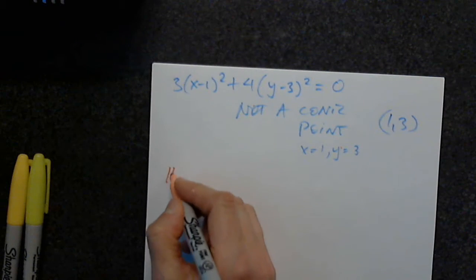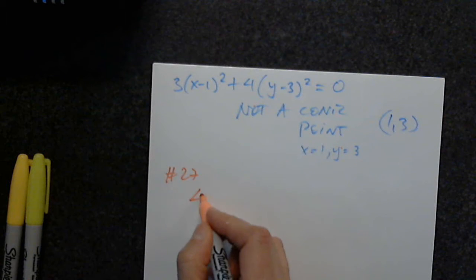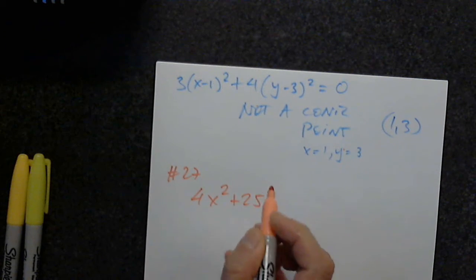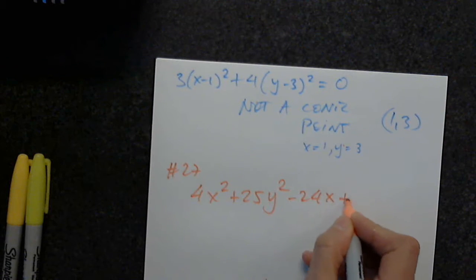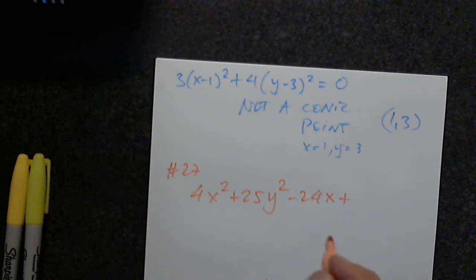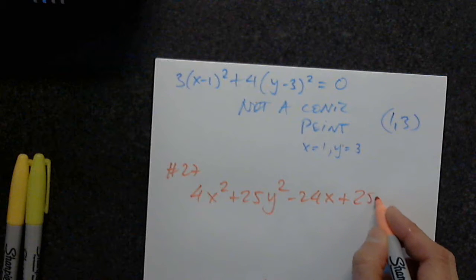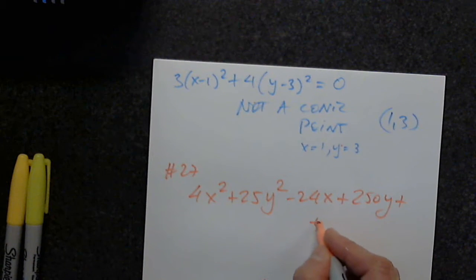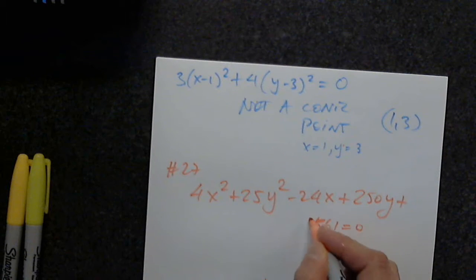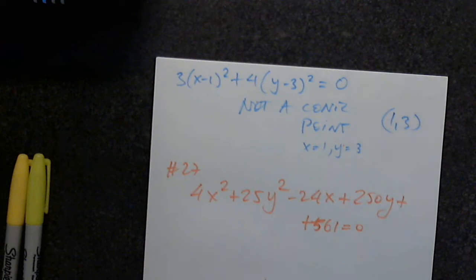In 27, we have 4x squared plus 25y squared minus 24x plus 250y plus 561. Let's work on this for 1 minute. And this is the end of chapter 11.